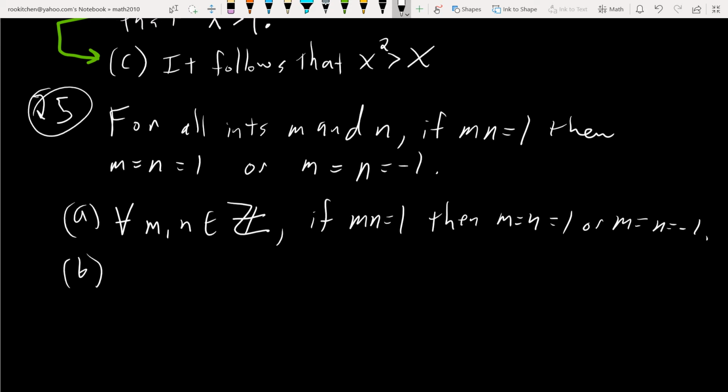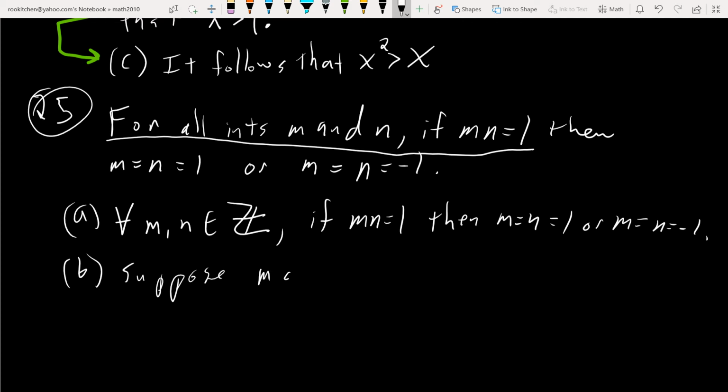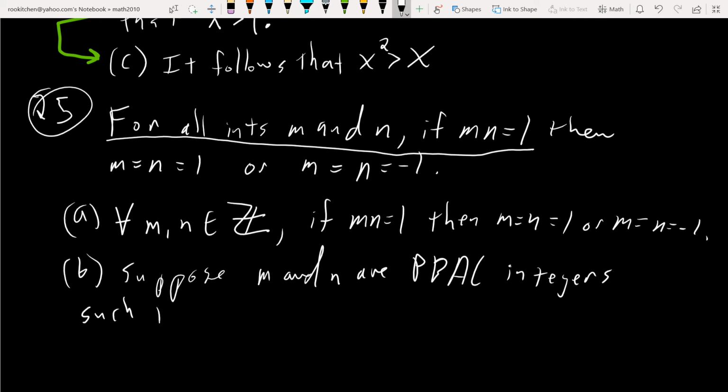So now we go to our supposition, and again, that's from this first part all the way through the if statement. So suppose m and n are particular but arbitrarily chosen integers such that m times n is equal to 1.